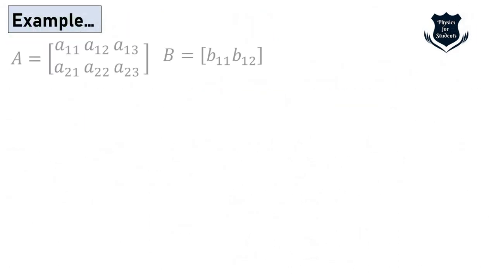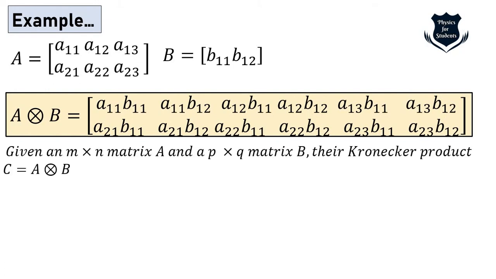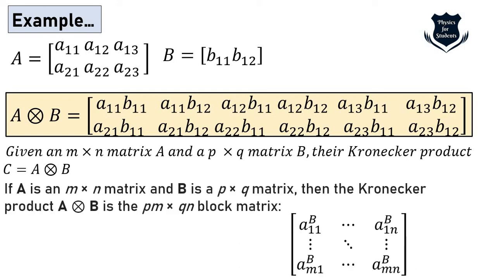So let's see an example. Very simple. I have taken A with entries 1, 2, 1, 3, 2, 1, 2, 2, 2, 3, and B equals this, then A ⊗ B gives this. Given an m by n matrix A and a p by q matrix B, their Kronecker product C equals A ⊗ B. If A is an m by n matrix and B is a p by q matrix, then the Kronecker product A ⊗ B is the pm by qn block matrix, which is on the right hand side of your screen. This is just a very simple example to show how the Kronecker product gets multiplied and how it looks in a matrix. So this is the Kronecker product, C equals A ⊗ B.